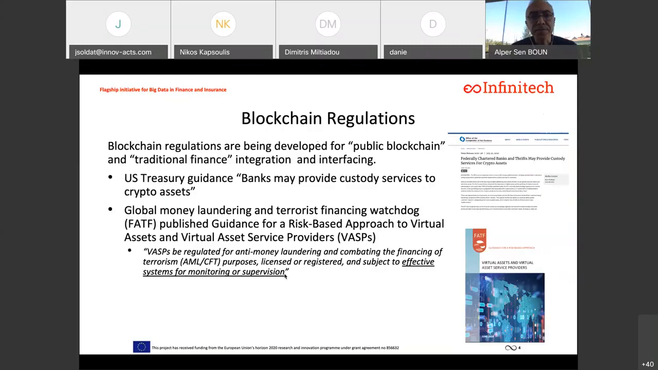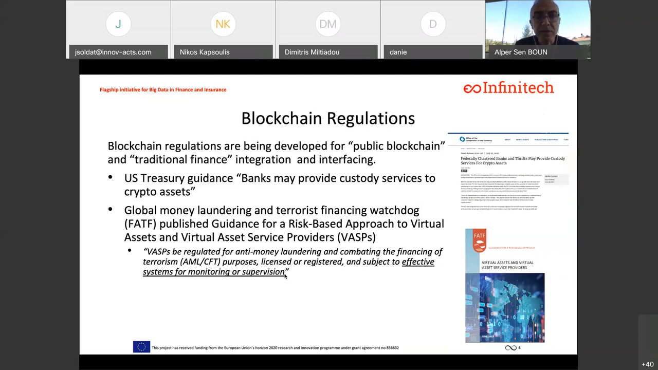And then the global money laundering and terrorist financing watchdog, where 180 countries, I think, are members of this organization, came up with an announcement saying that they want effective systems for monitoring and supervision of these virtual asset service providers, because you have a lot of service providers providing virtual assets, cryptocurrencies, etc. They need to be monitored and supervised. This is the regulation that has happened so far in blockchain, a few of them.